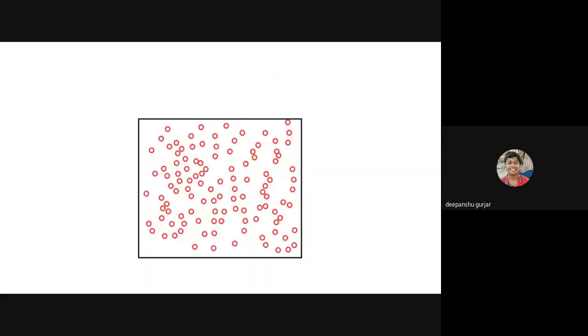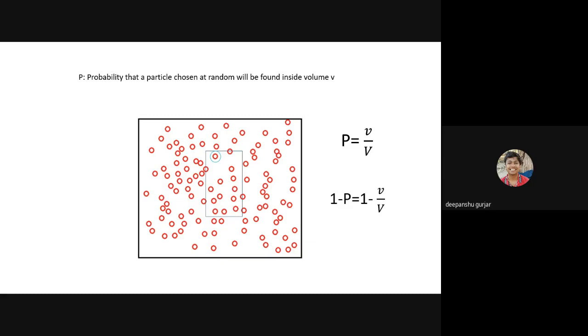If you consider a sample, and consider these circles as the particles, then if you consider a smaller area inside that, the probability that a particle chosen at random will be inside that box is given by the volume of the smaller box divided by the volume of the entire sample. And of course, the probability of not finding it inside that region will be 1 minus p.